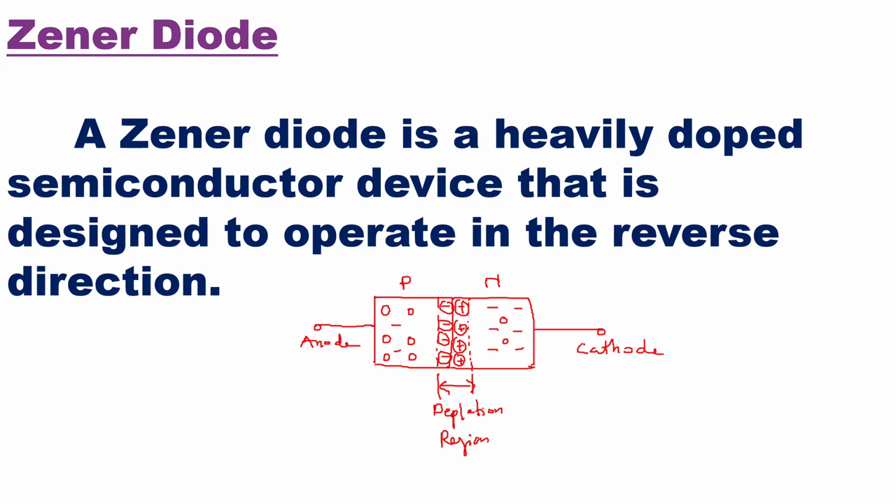Now here we are saying that the Zener diode is heavily doped. Doping means the addition of impurity to the pure semiconductor to make it either P type or N type. If you add a pentavalent impurity, the pure semiconductor becomes N type. If you add a trivalent impurity, it becomes P type. Heavily doped means the addition of impurity is more in the Zener diode as compared to a normal PN junction diode.